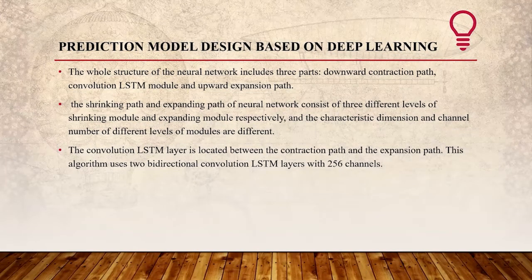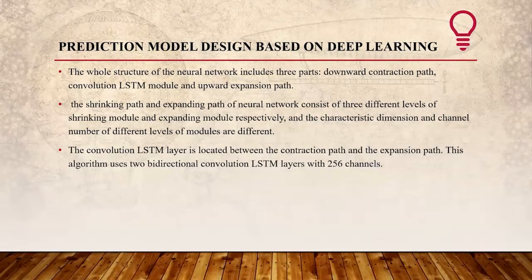More feature channels can get more multi-scale features. The number of channels in the 3 levels of contraction path is 32, 64 and 128 respectively. The convolution LSTM layer is located between the contraction path and the expansion path.